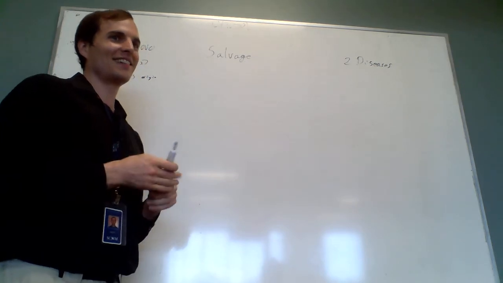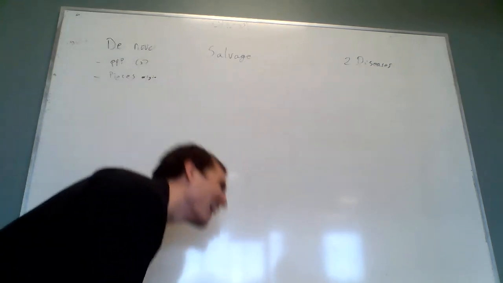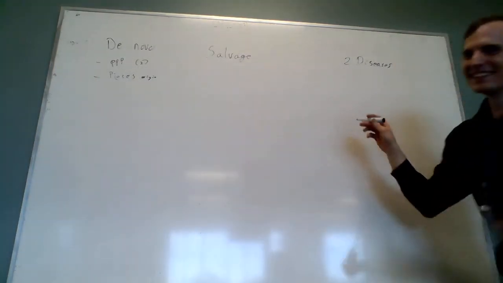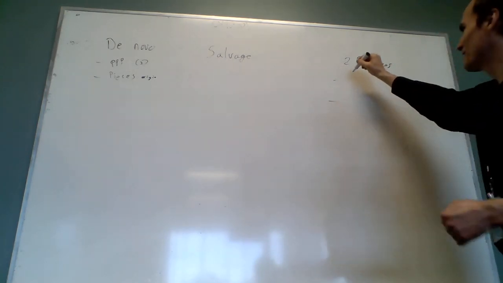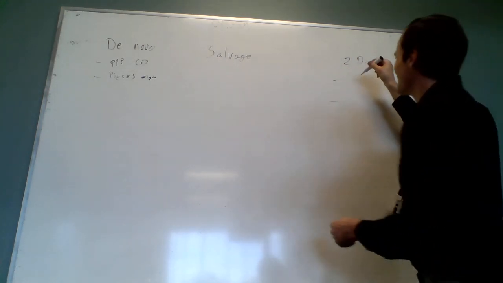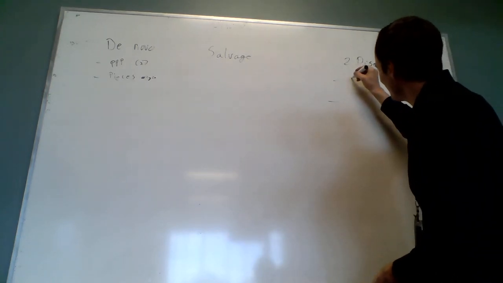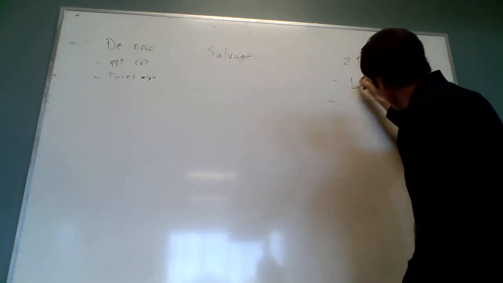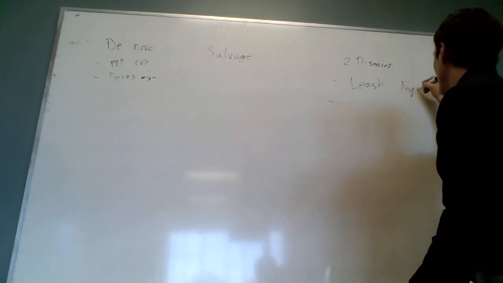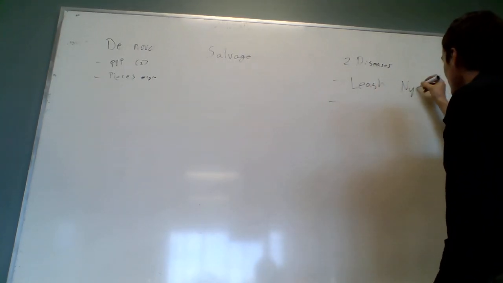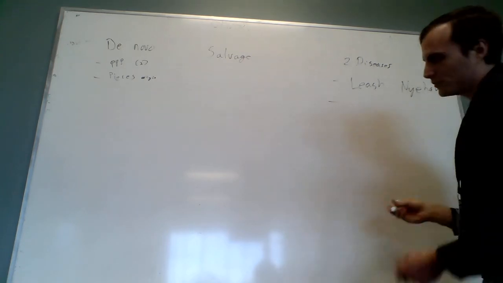Okay, study two diseases. Two diseases. One, science nerd. Two, dork. Okay, two diseases. One is called Lesch-Nyhan. All right, sounds sort of Chinese to me.